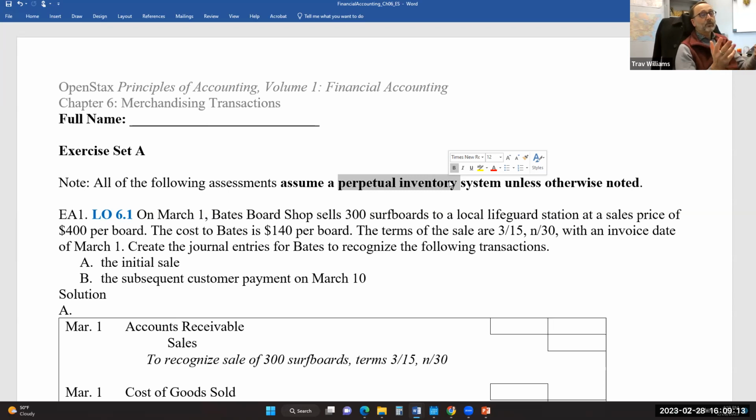Or what if you've got some inventory that just went bad and you can't use it? So if you periodically check, you can confirm that your accounting records are accurate and then make adjustments if they're not accurate. So even with the perpetual inventory system, you still need to do a physical inventory count every once in a while. All right, so let's go ahead and get started here.